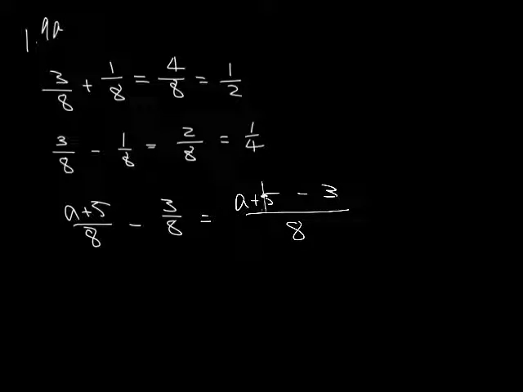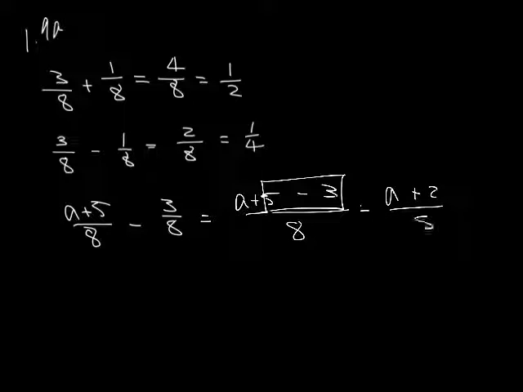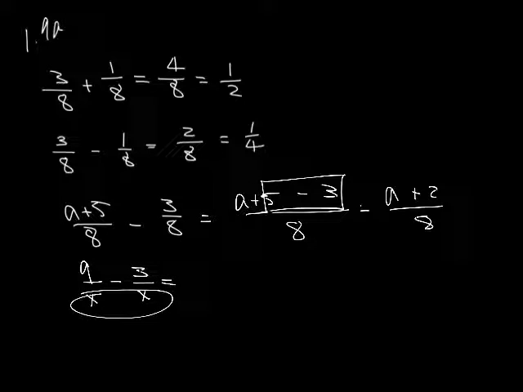Well, what can we combine here? We can't do anything with the a, so we leave it alone. And we do 5 minus 3 is 2. 5 minus 3 is positive 2. And we put it over the 8, so nothing else changes. If I have something like 9 over x minus 3 over x, exact same rules. Our denominators are the same, so we subtract our numerators. 9 minus 3 is 6, and our denominator stays the same.